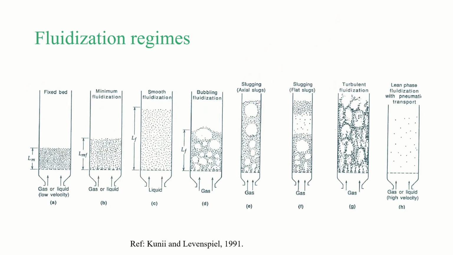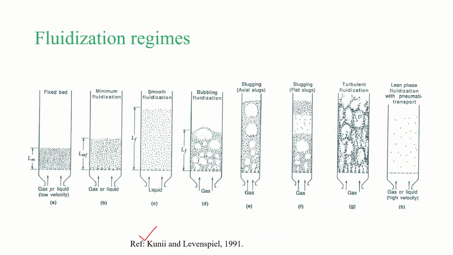For our understanding, this is a picture explaining the fluidization regimes. This is taken from the Kunii and Levenspiel book, which is one of the reference books. We'll understand what is happening with the help of this diagram. The particles are packed inside the bed. This is the bed height, LM is the bed height.